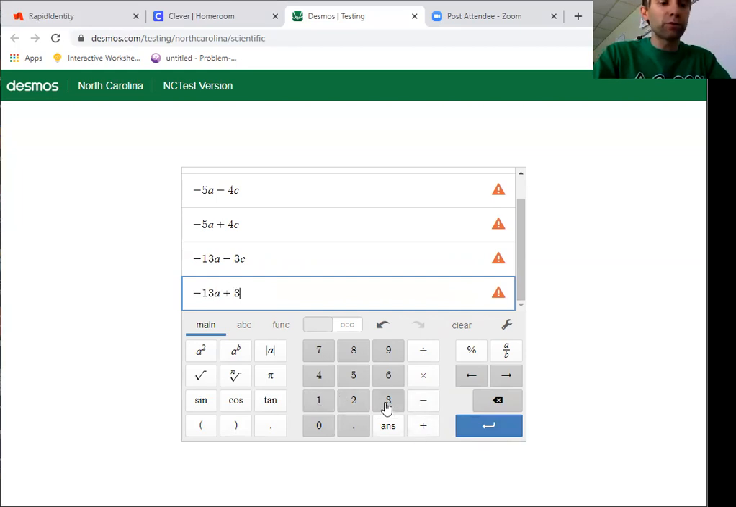-13a plus 3c. All right, so I got all my answers in there. I'm going to come down here. So this time I got to put a line for A equaling something and then C also equaling something. So let's just choose 2 and 3 again. So I'm going to do A equals 2 on this line. And then I'm going to come down here. On this next line, I'll put C equals 3. Just choosing random numbers here.